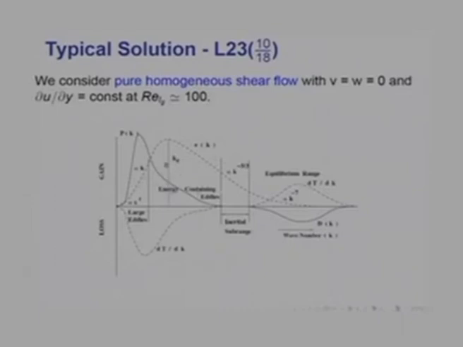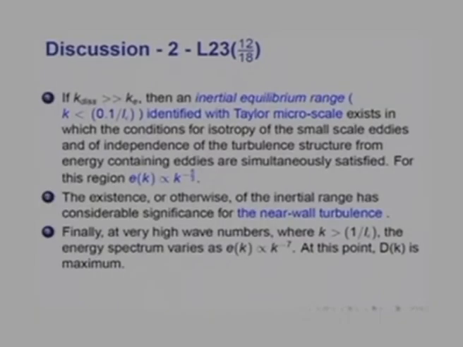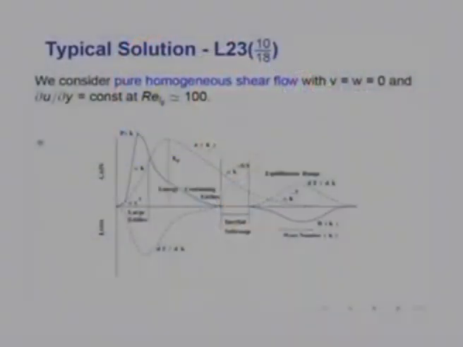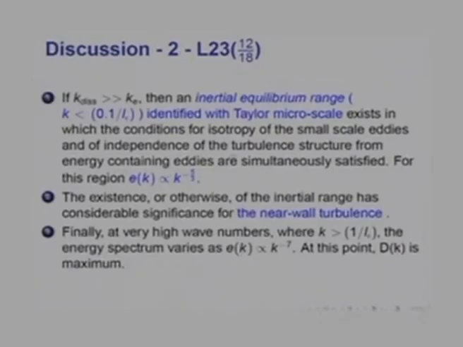This is where the L integral corresponds somewhere to k sub e. If k dissipation is much greater than the energy containing wave number k sub e, then an inertial subrange exists at k less than 0.1 divided by L sub epsilon. So, as you can see, if k dissipation is much bigger than k e, then a range exists where k is less than 0.1 divided by L epsilon, identified with the Taylor microscale.